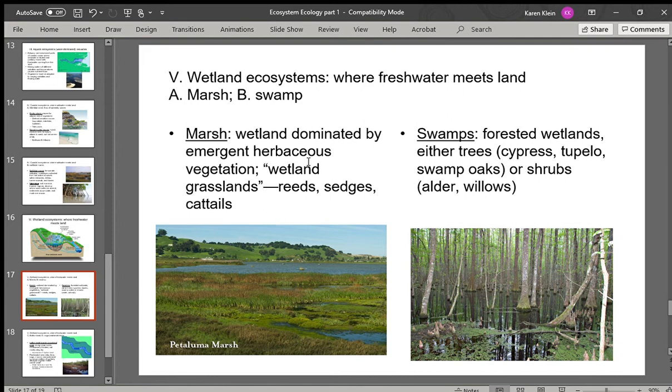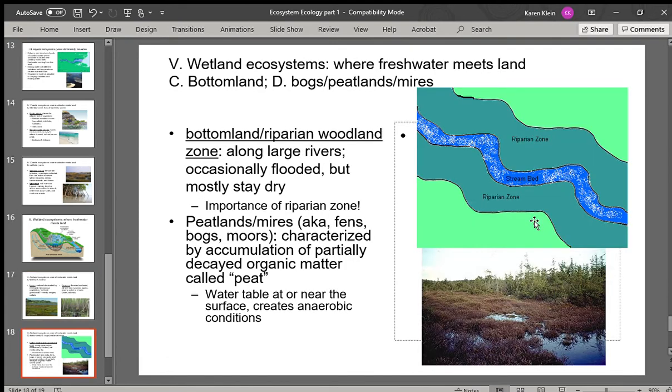marsh. Where you have water and the terrestrial component has trees and shrubs, that's what we call a swamp. So there is a difference between a marsh and a swamp. A marsh is a wetland that has grasses. Swamps are wetlands that have trees and shrubs.